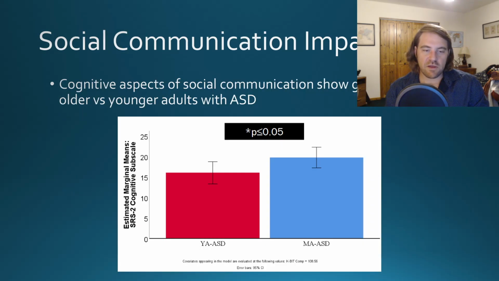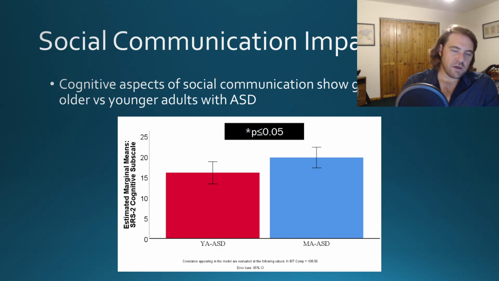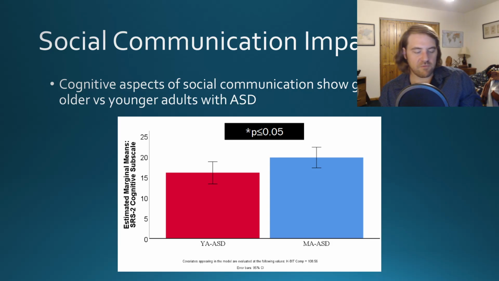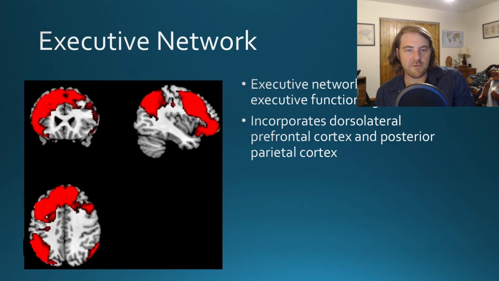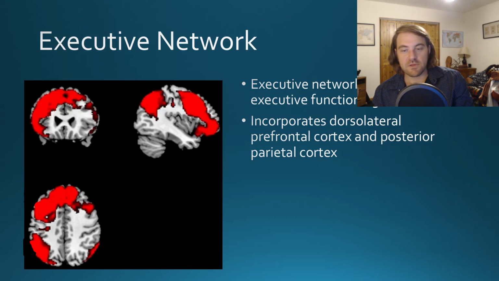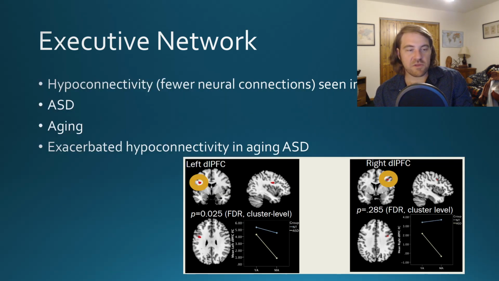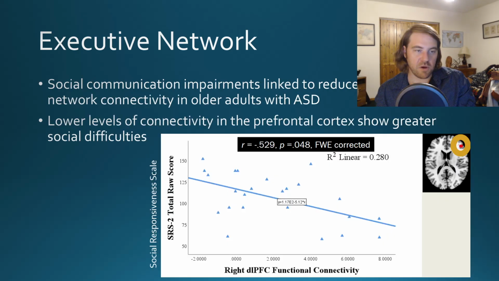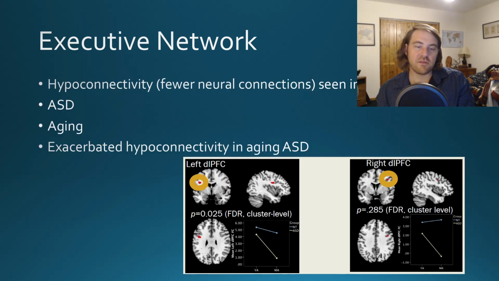We can see that there is a greater amount of social communication impaired. Blue bar is middle age, red bar is young adults, and you can see that there's a greater amount of social communication impairments. We can also see that there's differences in the way that the executive network functions. There's a lot of stuff going on here. I've just hit you with a ton of data. I'm going to hit you with a little bit more. Whoa, sorry. This is actually a really cool study.